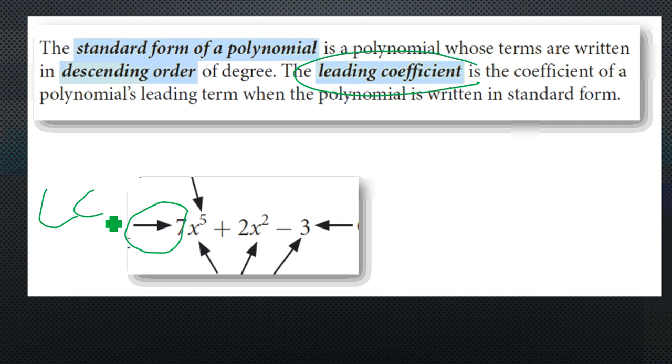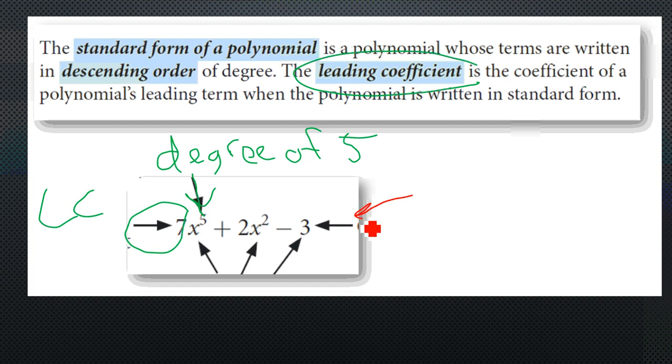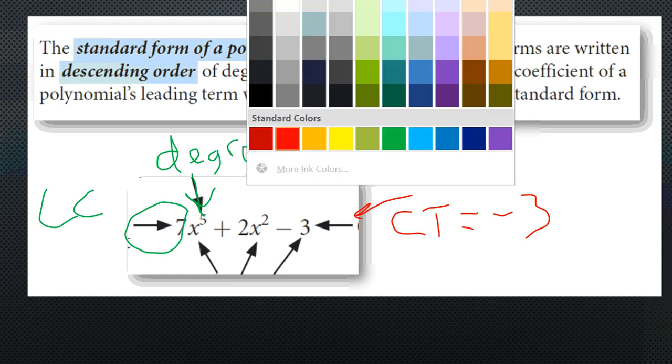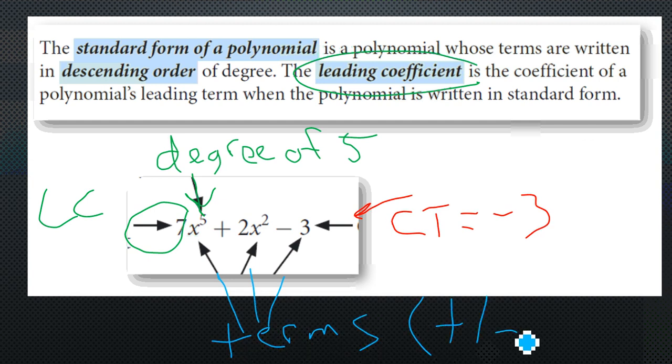Now we have a degree of 5 here. Degree of 5, that's going to be this piece here. Let's pick up a couple of other pieces. This -3 is our constant term, and that's equal to -3. And then our last piece: what are all these 3 arrows at the bottom? What am I trying to indicate there? These 3 arrows, we call these terms of the polynomial. Terms are separated by pluses and minuses. So this has 3 terms.